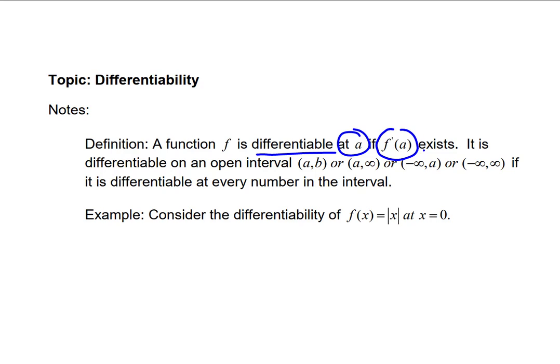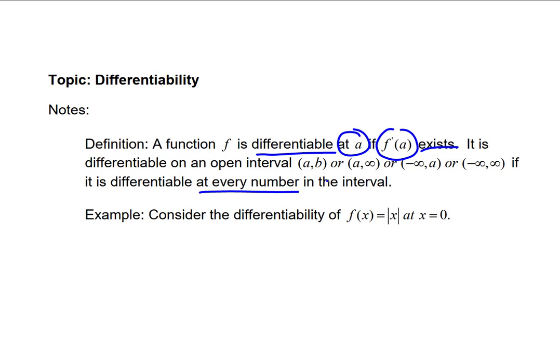of a exists. Now we've already seen some notation for derivatives, and f prime of a is one such notation or way to represent a derivative. Of course, it would mean the derivative of f at a. It is differentiable on an open interval a to b, or a to infinity, or negative infinity to a, or negative infinity to positive infinity, if it is differentiable at every number or every point in the interval.